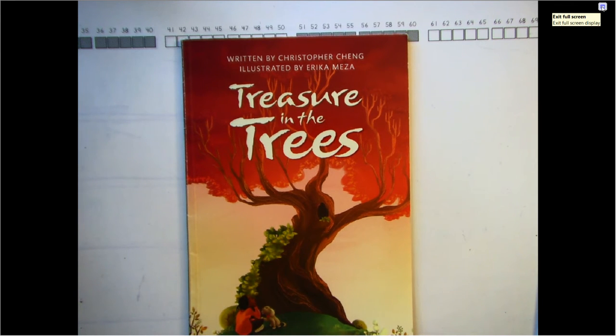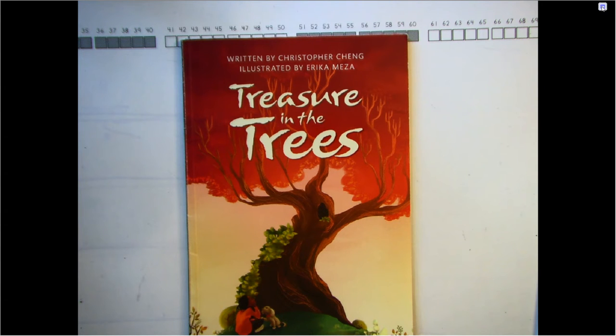It's called Treasure in the Trees, and it's a fiction story. The purpose for us reading this today is to really think about point of view. We've talked about that before, but today we're going to understand how we can distinguish it or see how it's different from other people's. So from the character's point of view, maybe how it's different from my point of view or from other characters in the story. So we're going to start reading this one today.